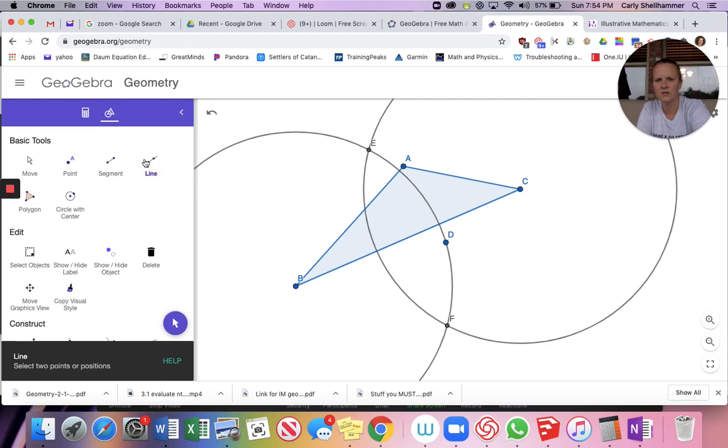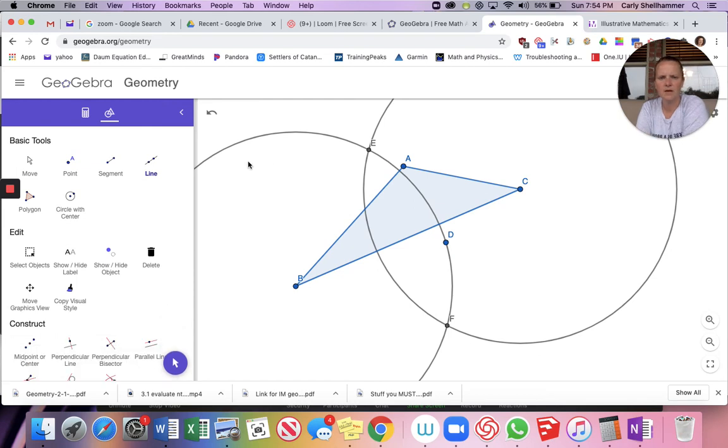And let me find the instructions. Yep. Doesn't matter if I do a line or a segment. Oops, nope, we don't want that. Undo. Undo. There we go. It's right. We'll do a segment. It didn't matter. So that right there is the midpoint of BC.